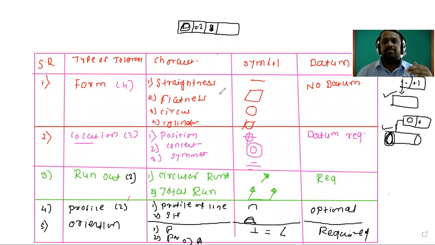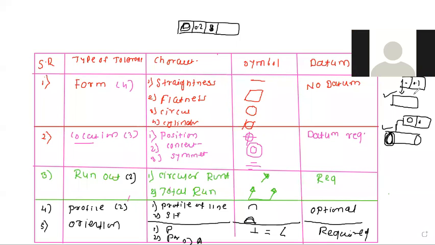Again, what will happen in this is that the rejection will be minimized. If you are not giving the tolerances, then every time is it possible to manufacture exact straightness, exact circularity? No, sir. Then how will we define it?